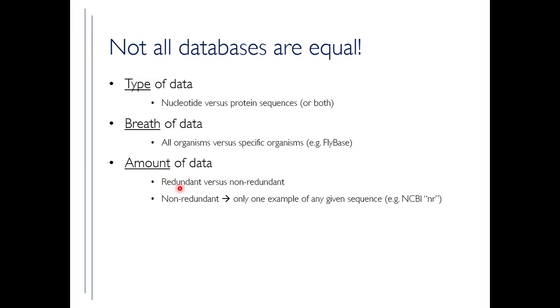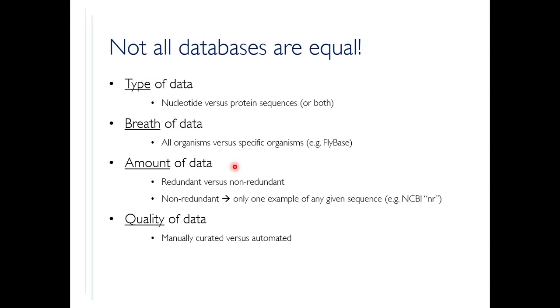And we have these two terms, redundant and non-redundant. Essentially, redundant databases have multiple inputs of a particular gene or transcript or protein that's represented many, many times within the database. A non-redundant database, as it says here, has only one example of any given sequence, and for NCBI it's designated as NR, so non-redundant. I'll talk more about that in a minute.